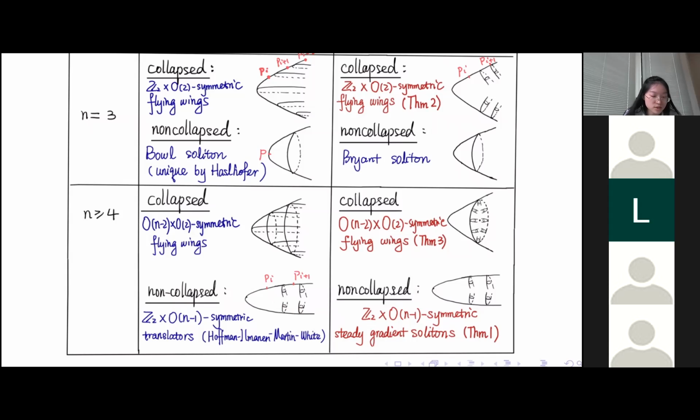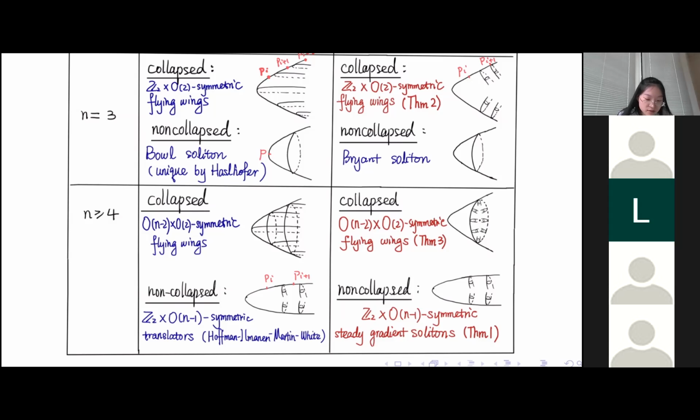So that was split off a line again, but after proper rescaling, you will see the limit is R times the Bryant soliton. Oh, sorry, the bowl soliton. Okay, so it's not the Grim Reaper anymore.